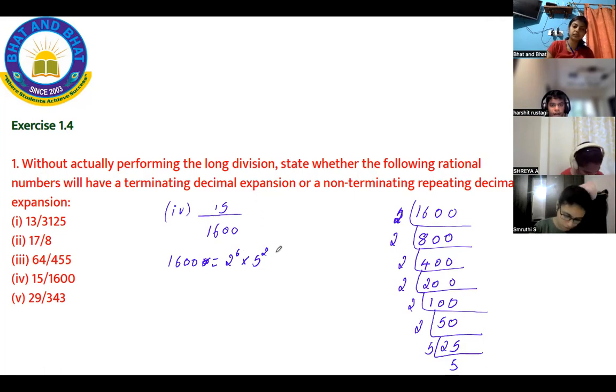Fifth one, we can directly tell it's non-terminating. Yes, because 7 cube is 343. So we can directly tell this. Fifth one. Okay. The next question.